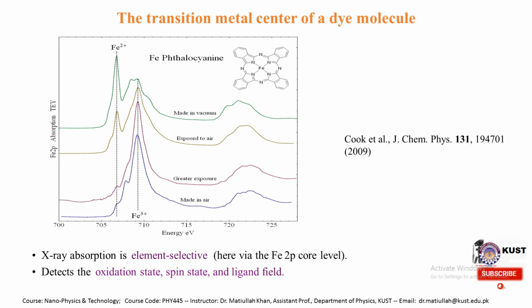We have the transition at the metal center of a dye molecule as well. That is specifically used for X-ray absorption in element-selective cases, especially for Fe 2p core levels, which detects the oxidation state, spin state, and some other things, and the ligand electric field. So that is also a way we can characterize the peaks that are created.